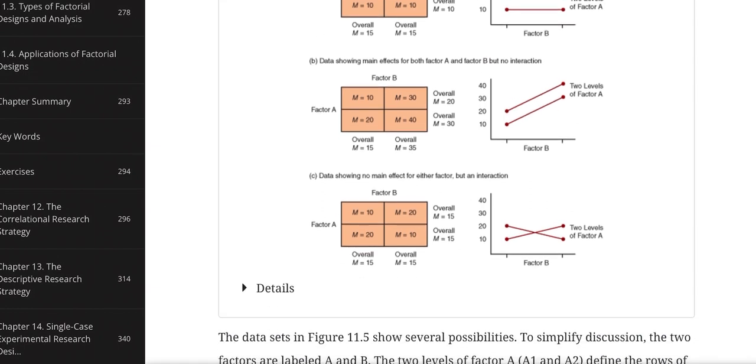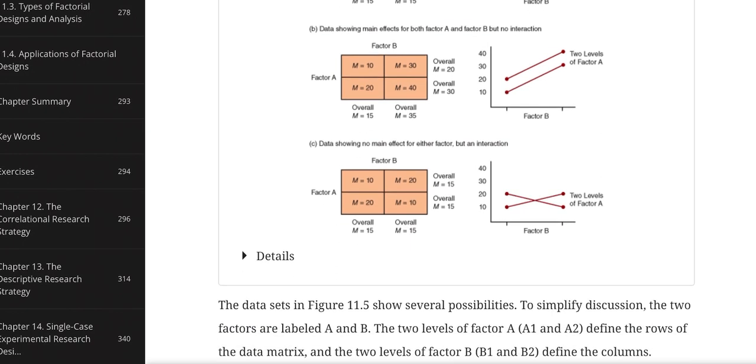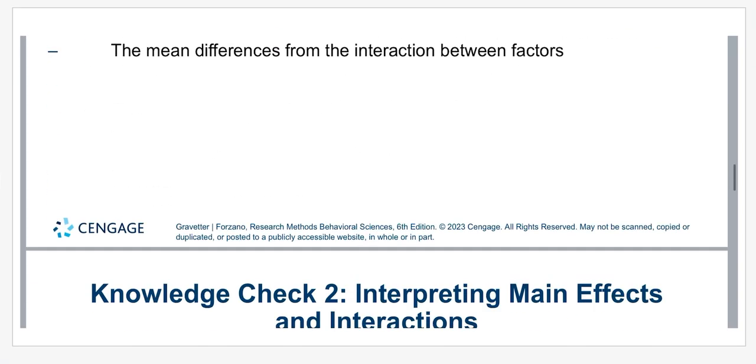And then for the C down there, the data is showing no main effects for either one, but there is an interaction. So if you look, the column means are all the same, right? So it looks like there's no effect whatsoever. But if you look at the lines, and if you look internally at the cell means, they are different. And so obviously there is an interaction occurring. That's just kind of a great visual way to remind you of what all of that looks like.